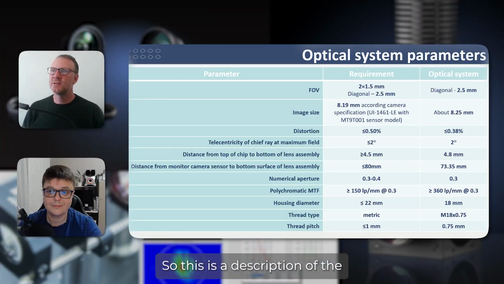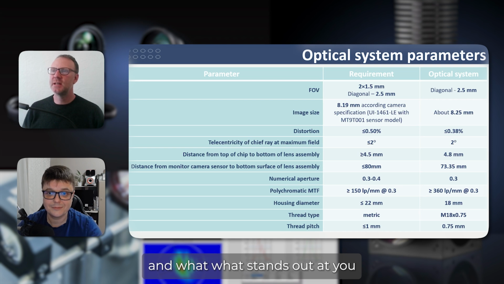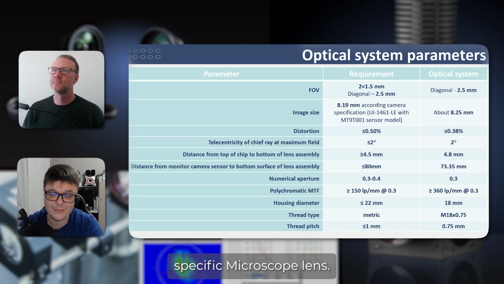Let's jump into it. So this is a description of the optical system. This is a custom lens that you developed for a customer. I think it was sort of a biotech instrumentation application. Tell us about this design and what stands out as being difficult or important requirements that drove this program.